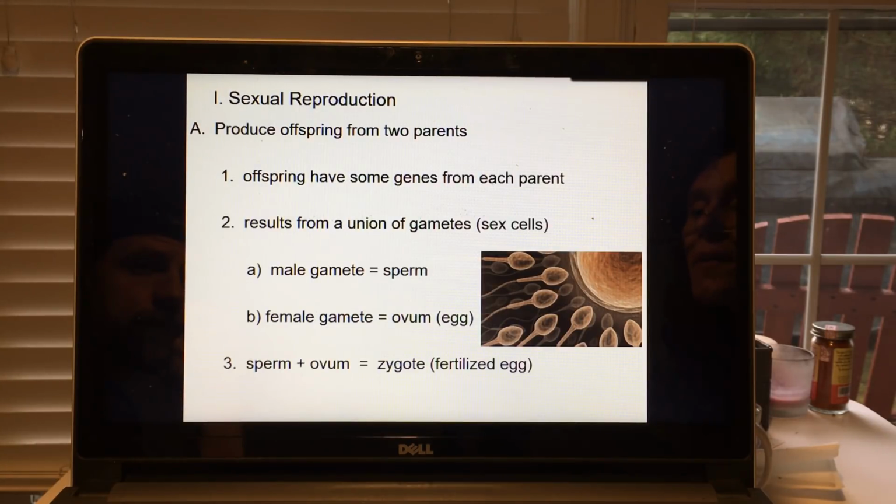And the new cell, that is the fertilized egg, is called a zygote. And that zygote will then start to divide mitotically to become more cells. We've already learned about mitosis in the previous unit.